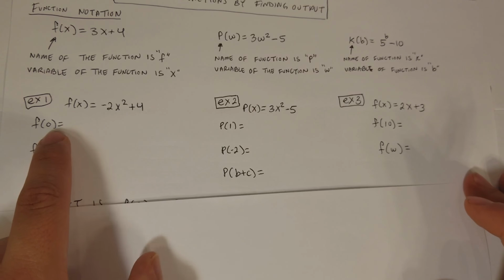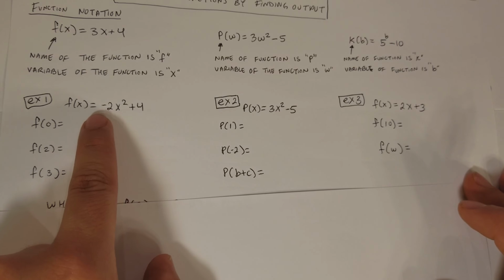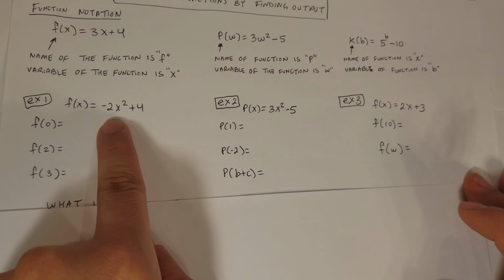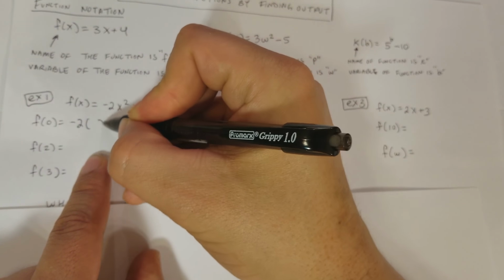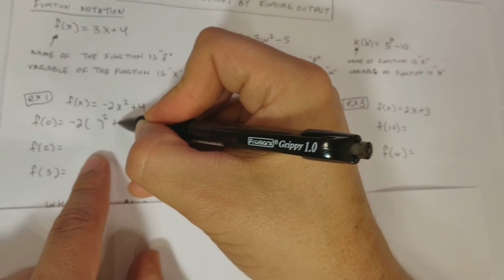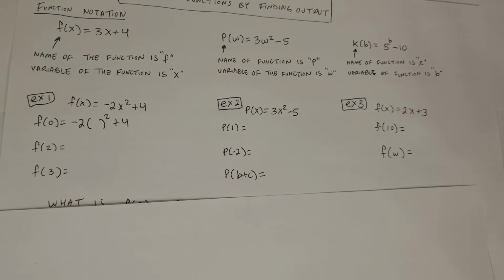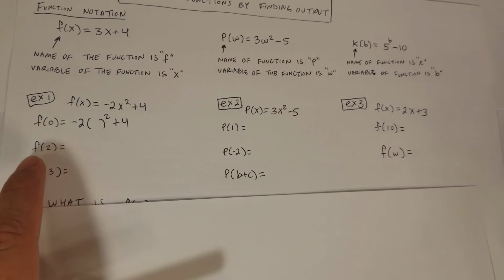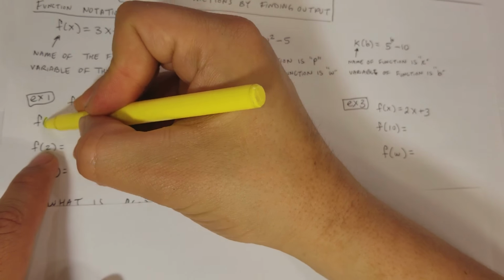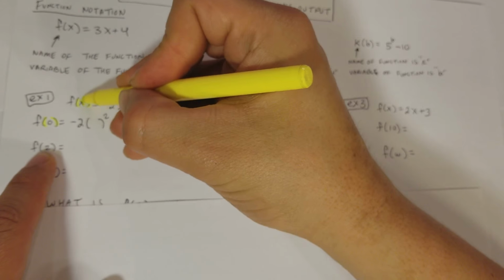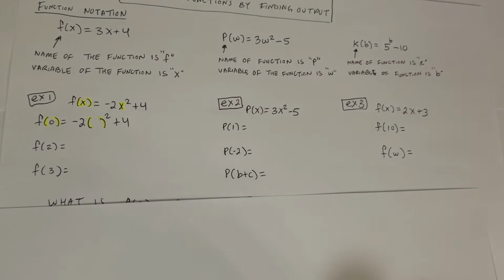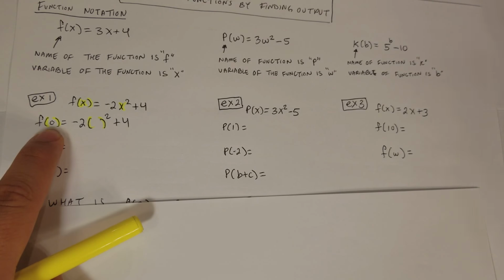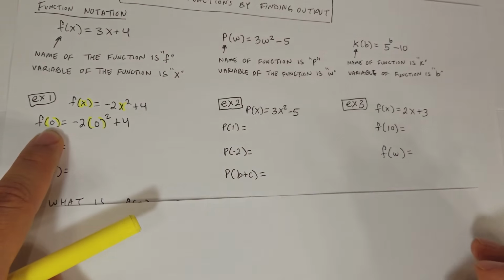So all I'm going to do right here is copy the function down, but instead of the x, I'm going to leave it blank. So I'm going to write it down as negative 2 blank squared plus 4. Okay, so basically the same thing that I had in the beginning. Notice that this is where the x was originally. I'm going to replace that x value with my blank value, which they tell me to plug in 0. So instead of the x, I'm going to plug in 0.